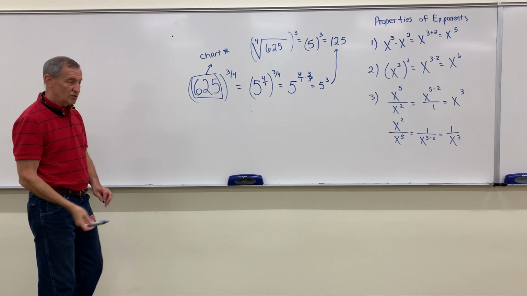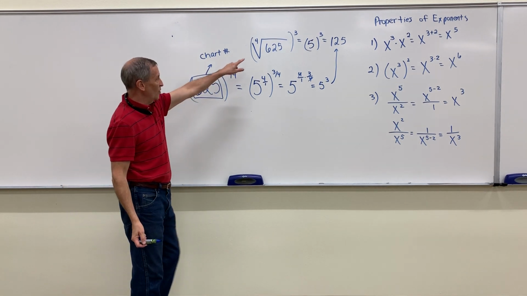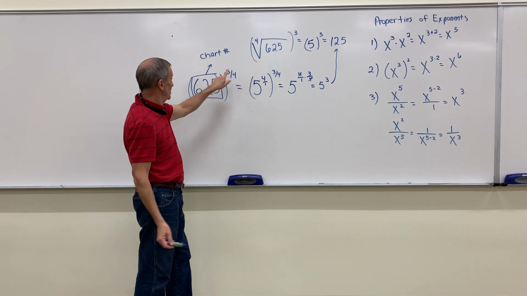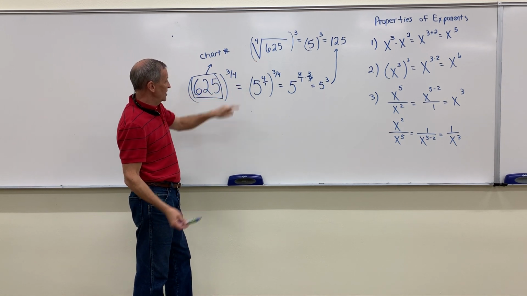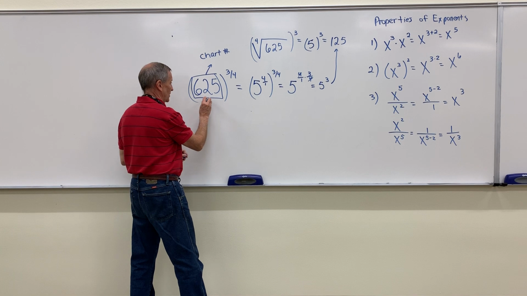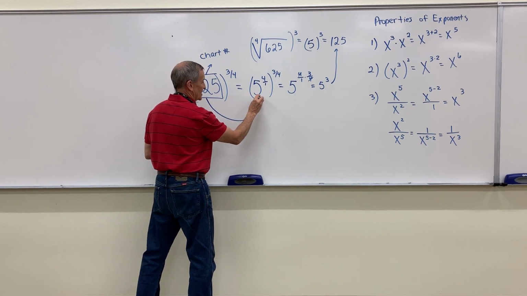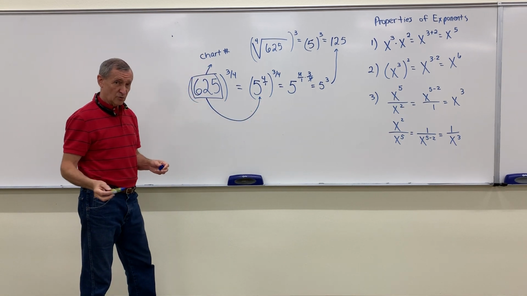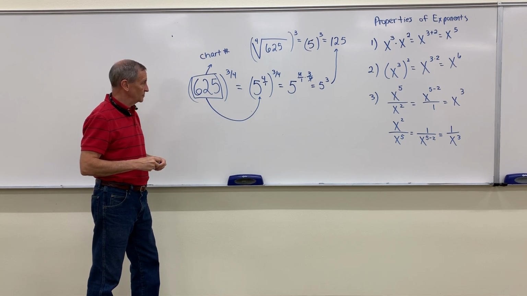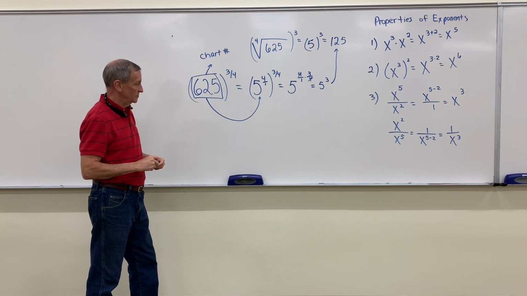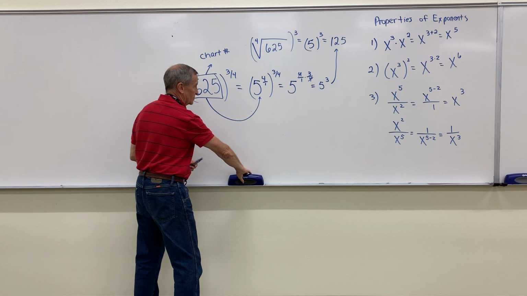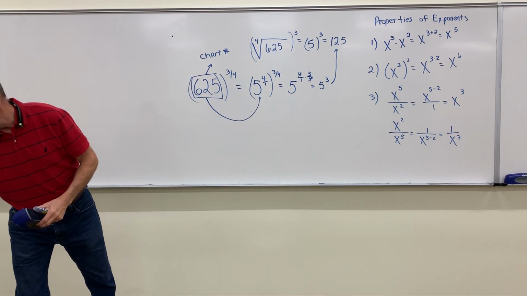So a couple of ways you could do it. One is to use the radical translation of a fractional exponent. The other is to substitute. In the place of 625, I substitute what 625 is, 5 to the 4th. Same answer. That's reassuring. All right, let's try it.